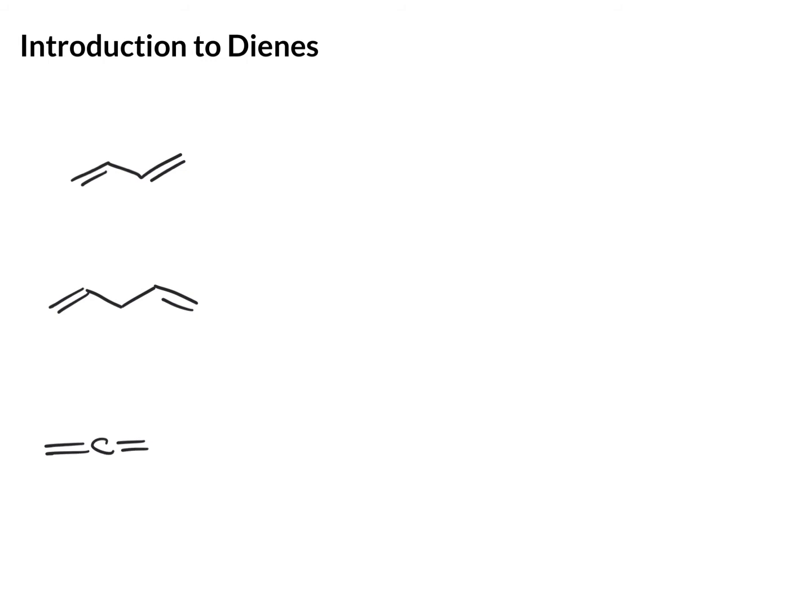The first is a conjugated diene. This goes along with what we talked about before and conjugated systems. So if you draw the sigma bond framework here and put a p orbital everywhere you have a double bond, we end up with 4 p orbitals in a row, which is a conjugated system.